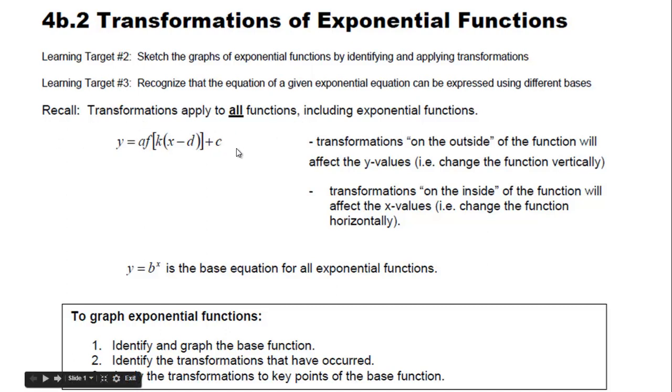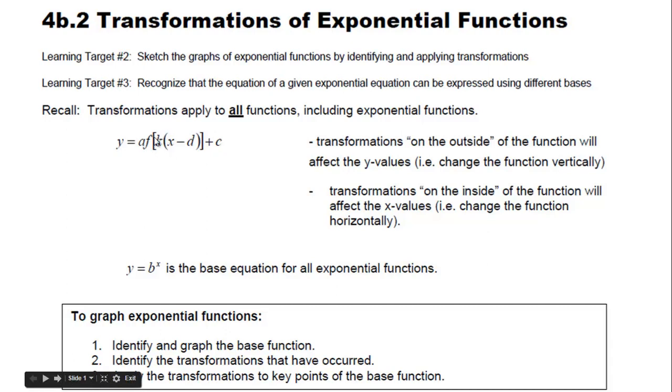So what you should recall is that transformations apply to all functions, including exponential. And so remember that a and c are your vertical, they're on the outside. K and d are your horizontal, they're on the inside. A and k are multipliers, so they're stretches or compressions. D and c are add, and so they're shifts. And then everything on the inside, remember, is an opposite. So if this was a -2, that would be to the right 2. If this was 2 here for the k, that would be a compression by a half. If that was a half, it would be a stretch by 2.